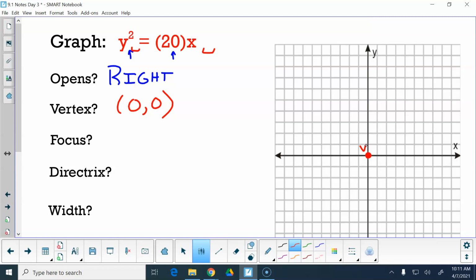Step 3 says we need to find P. Well, what is 4P? How much is 4P? 20. Yep. So what's P? So P is 5. So that means that there's a distance of 5 from my vertex to my focus, and a distance of 5 from my vertex to my directrix. Now, since it opens to the right, which way is which one? Is focus left or right? Is directrix left or right?